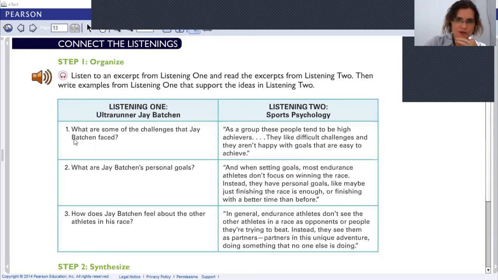You were supposed to find the information and write the examples from listening 1 that support the ideas on listening 2. But you're lucky because the points are given already in the form of a sentence. So what are some of the challenges that Jay Bashan faced? So you got to write here an example, which is in line with listening 2. They are connected in their general topic. Who would like to try out number 1?